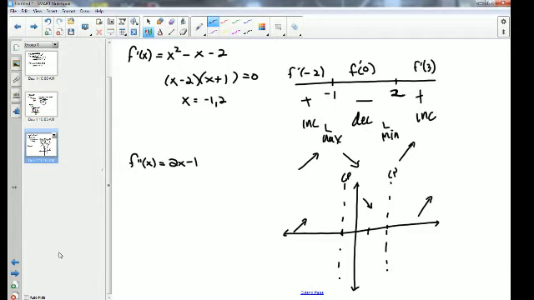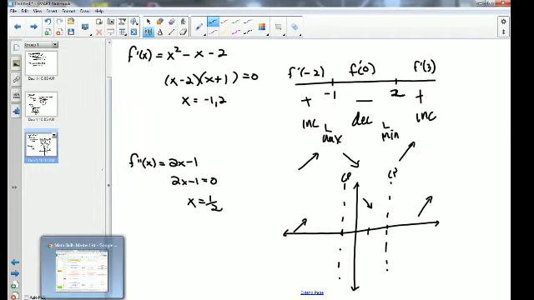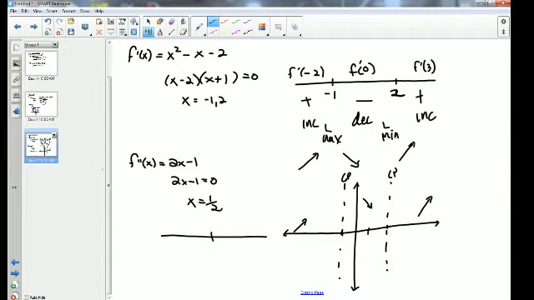Which is 2x minus 1. Is that a point of inflection? You have to check the other side. The answer is yes. Have you justified it yet? No. Okay. So this is where our sign analysis comes in, using the second derivative.